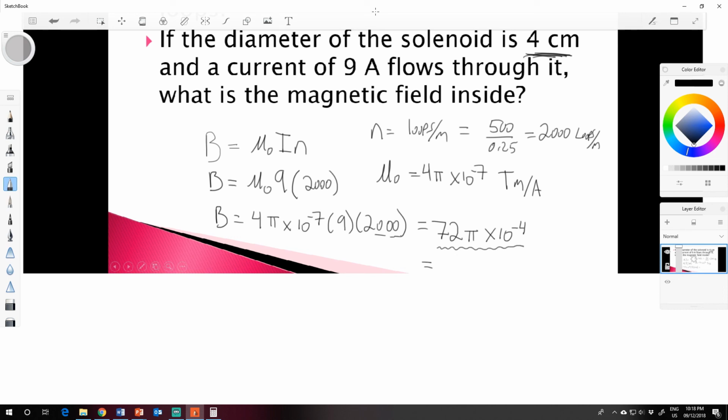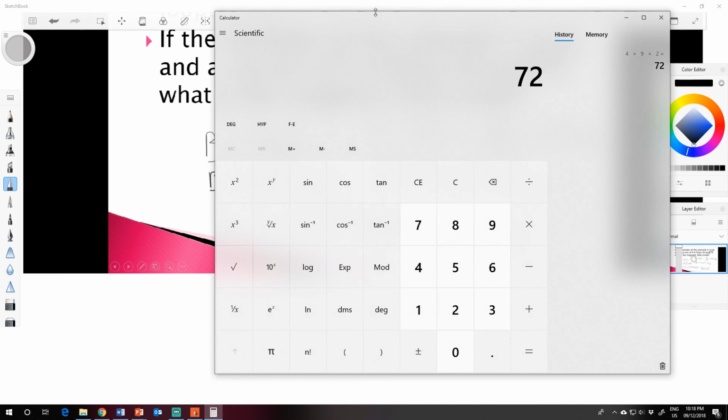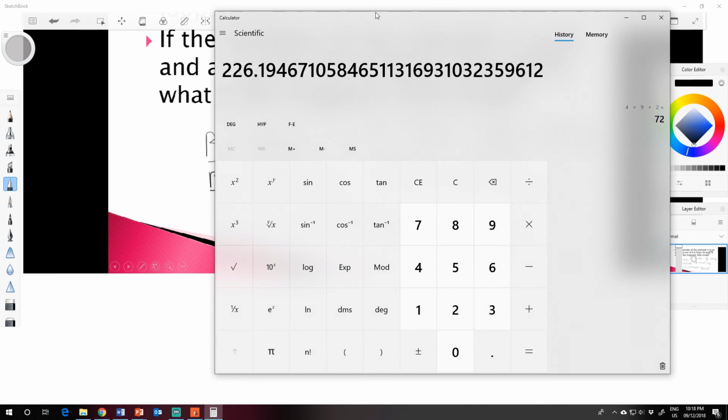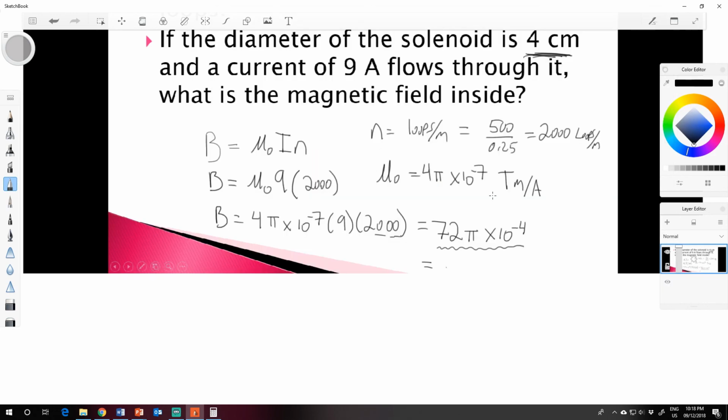And if you wanted to get an approximate answer, we just multiply that out. So 72 times pi is 226.19, so 226 times 10 to the negative 4. In proper scientific notation, move it over, so this will be 2.26 times 10 to the negative 2, and this will be in units of Tesla. There we go. So that's how I can calculate the magnetic field inside a solenoid.